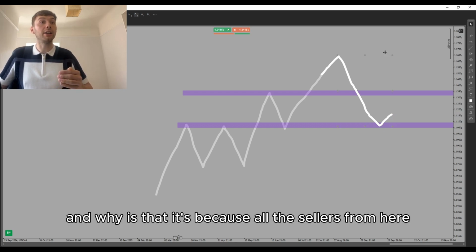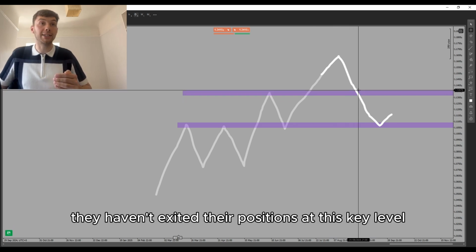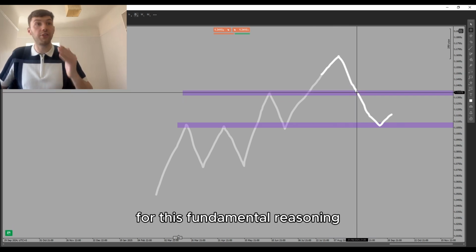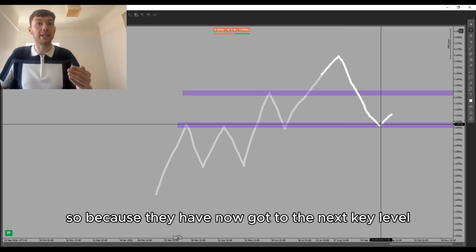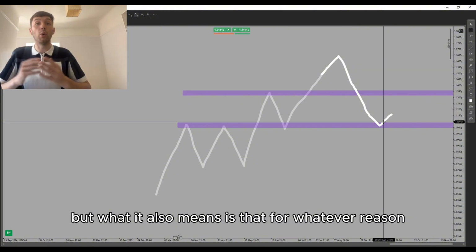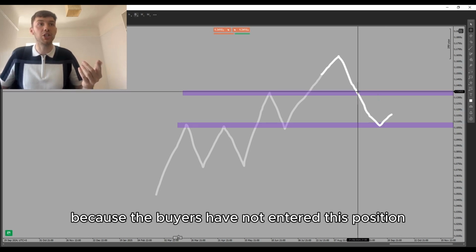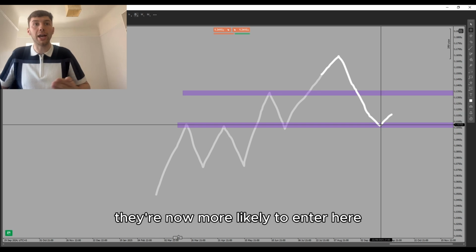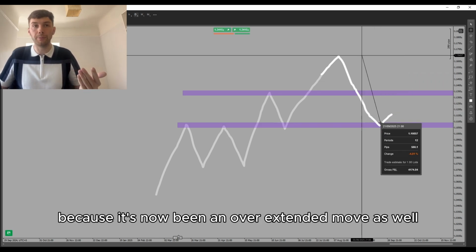And why is that? It's because all the sellers from here, for whatever reason, they haven't exited their positions at this key level for this fundamental reasoning. So because they have now got to the next key level, what's going through their minds is that they now need to cash their positions because they're happy enough with it. But what it also means is that for whatever reason, because the buyers have not entered this position, they're now more likely to enter here because it's now been an overextended move as well.